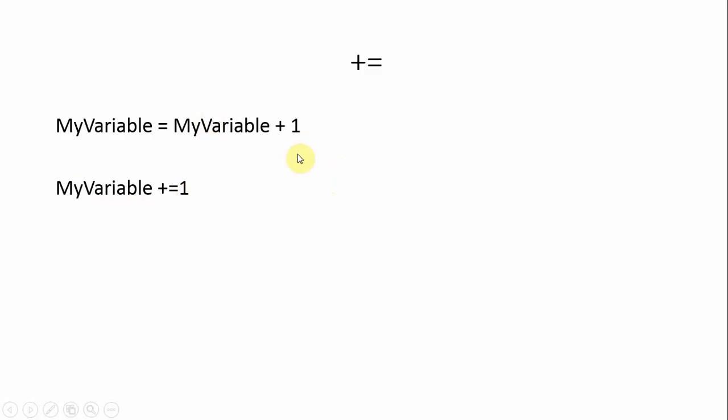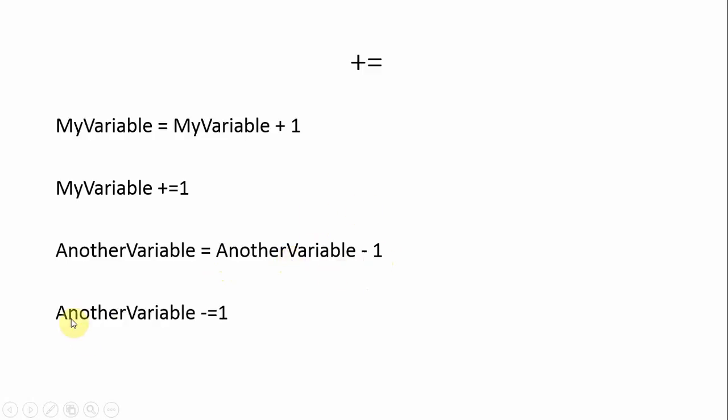You can do it with minus as well. So yeah, anotherVariable is equal to anotherVariable will be equal to the present value of anotherVariable minus 1. And that gets rewritten like this: anotherVariable -= 1. And it's that simple when you come across this. Okay, there you go.